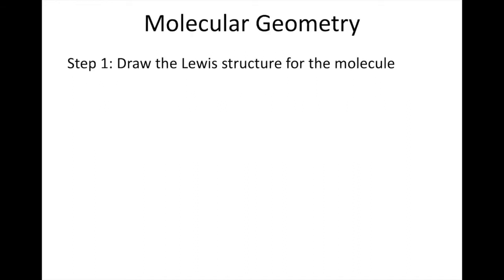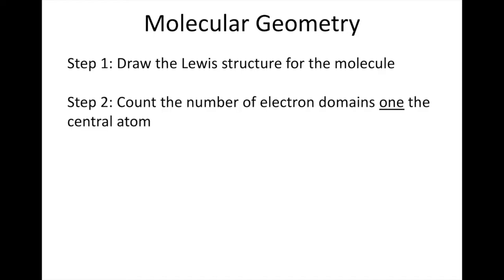So a few general steps here for determining molecular geometries for organic molecules. First, we always have to draw the correct Lewis dot structure or electron dot structure for that molecule. Once we have that, we pick one of the central atoms. Let's say we have 2 or 3 central atoms. Pick one central atom and determine the electron domains for that particular central atom.